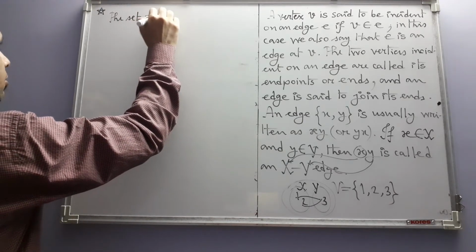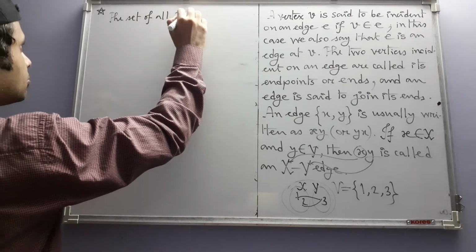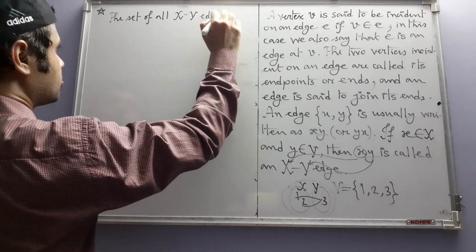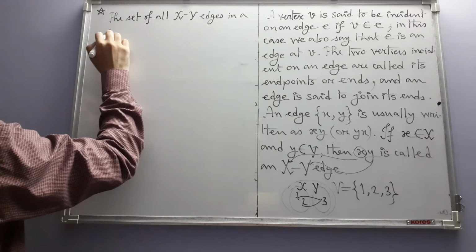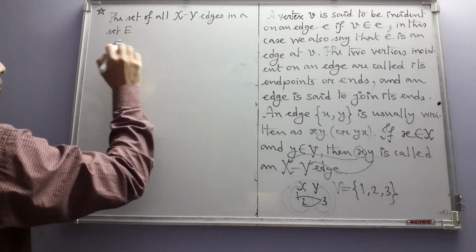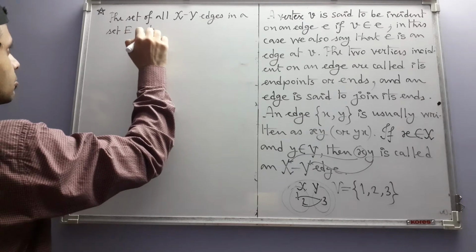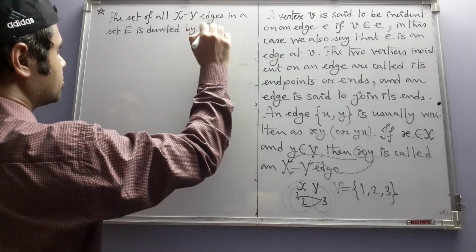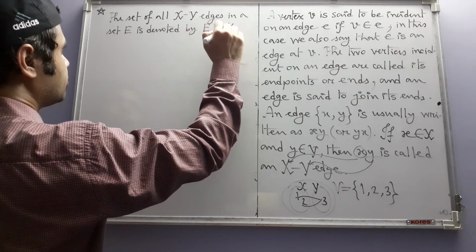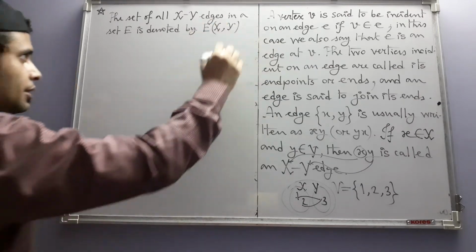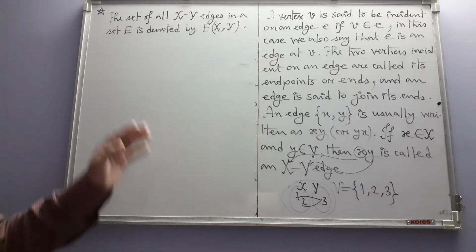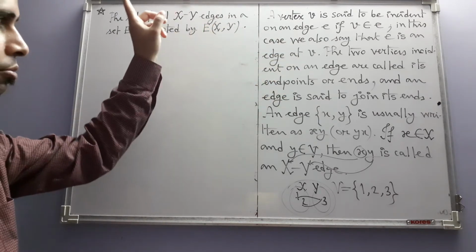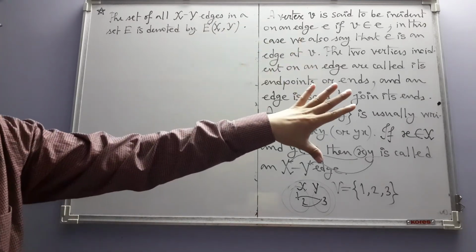The set of all xy edges in an edge set E is denoted by E(X, Y). So E(X, Y) will consist of all the edges, each one of which has one endpoint in X and another endpoint in Y.